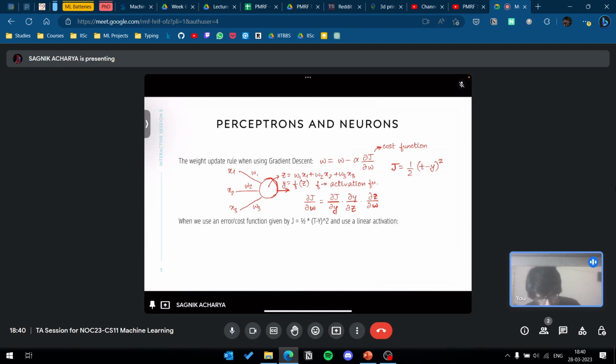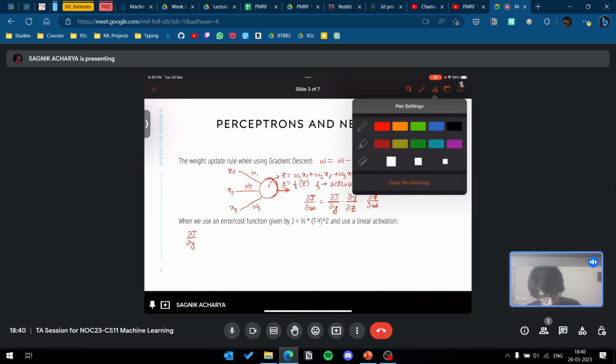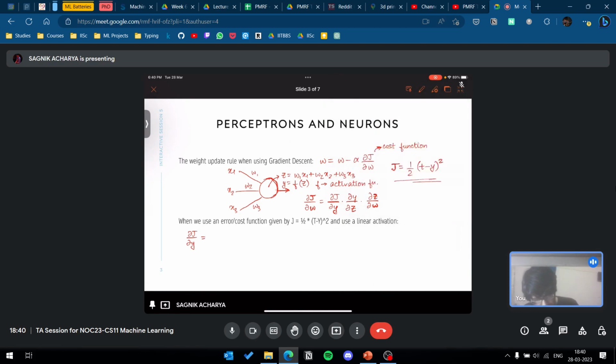So now let us try to calculate this derivative del J by del w for our cost function. First we'll calculate del J by del y, in red. J is given by half of t minus y the whole square. So del J by del y will be given by minus of t minus y. The 2 comes down, it cancels with the half, and since we have a coefficient of minus 1 with the y, we get a minus sign outside.